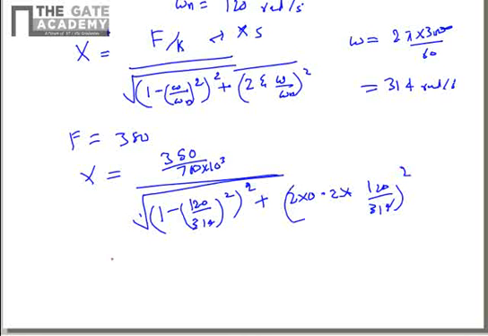If you simplify and evaluate this expression, you get x is equal to 0.0379 mm, not meter, mm. Multiply with 10 power minus 3, you will get it in meter, or you can get it in mm. So this is the deflection of this system.